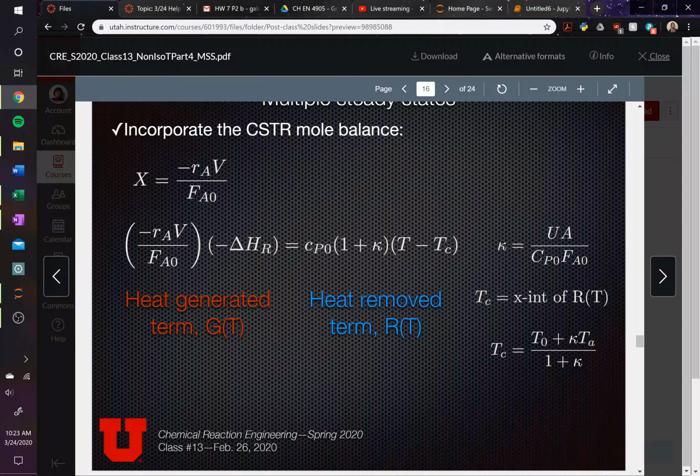Why is this not plugged in? There we go.